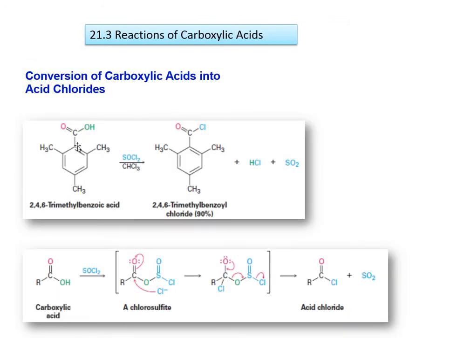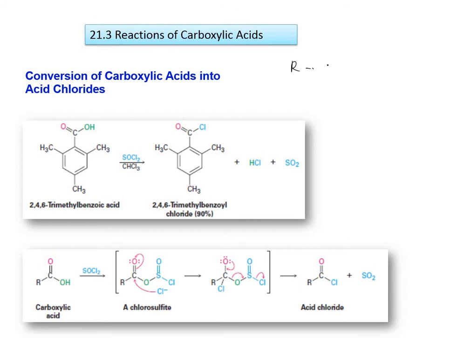Okay, the next, reactions of carboxylic acids. When we have carboxylic acids, we can convert them to other functional groups or other carboxylic acid derivatives. The first reaction is conversion of carboxylic acid into acid chlorides. You remember from previous chapters when we have alcohols, alcohols can be converted to halides with the help of thionyl chloride, SOCl2.